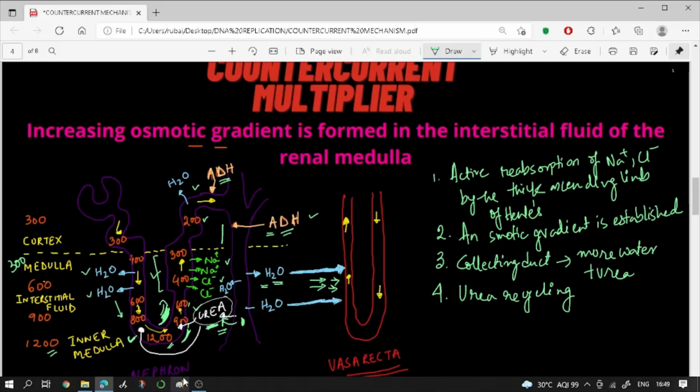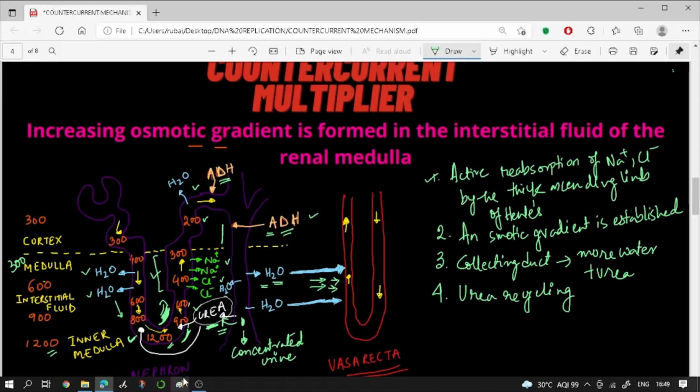So the solutes left behind in the lumen become very concentrated, and a very small volume of concentrated urine is ultimately excreted out of the body. So this is about the countercurrent multiplier, which can be divided into 4 steps. I hope you remember all the 4 steps.